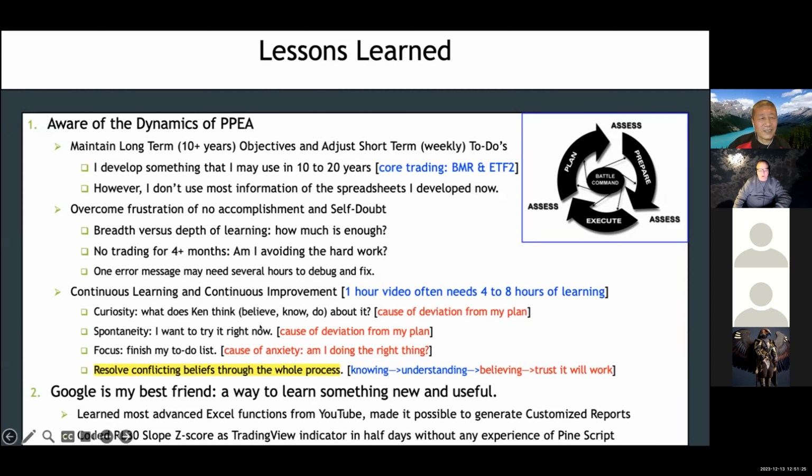The point on curiosity, what does Ken think, believe, know, do about it? Cause of deviation from your plan. I think it's really important that you're doing this work to persuade yourself that you can do this work, that you can trust your judgment, you can trust your craftsmanship, and that you can draw your own conclusions and then take a position on the basis of it. It leads you to independence of judgment.